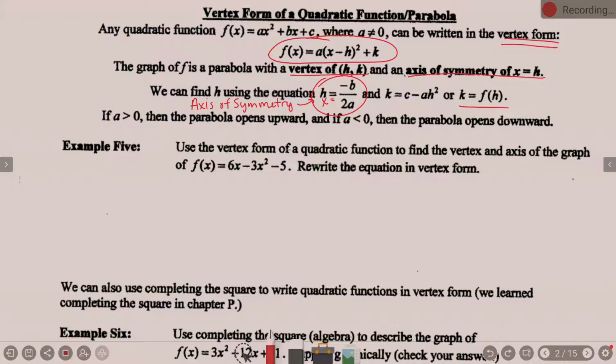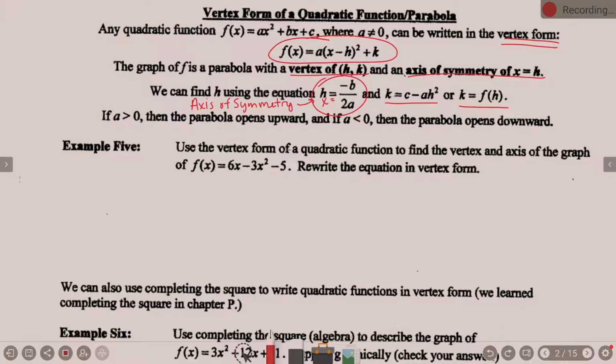Okay? I've had people on occasion that like this. If you want a formula to use, instead of having to plug back into the original equation, you can use c minus ah squared. So you still have to know the x value, but it's c minus ah squared instead of plugging it back into the equation. That will work equally well too. It's just another formula to know. I don't care what you do. You guys can play around with it and see what works for you.